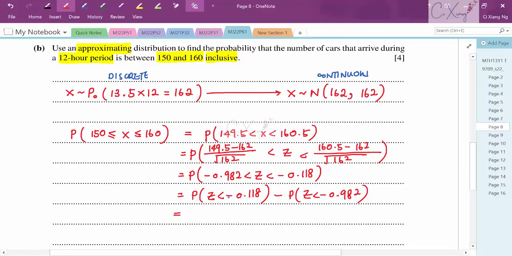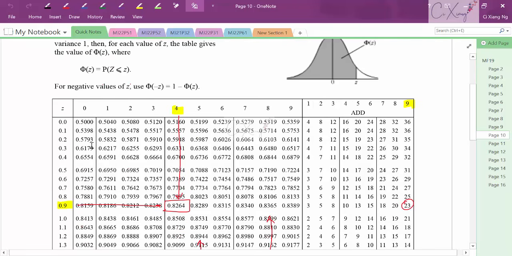Okay, then now we need to find the probability for all these. So first, we are looking at this one. P(Z smaller than negative 0.118) equals 1 minus P(Z smaller than positive 0.118). So I'm looking for the probability of 0.118: 0.11, which is this one, 5438, and then plus 8. That means you have to plus 32. So when you plus 32, 5438 plus 32, you should get 5470.